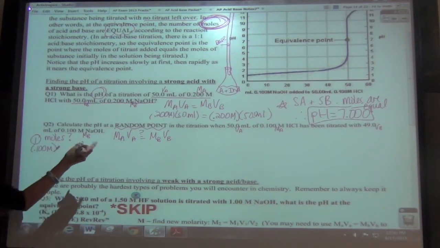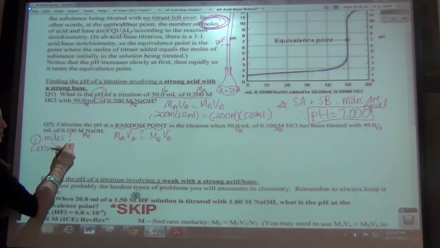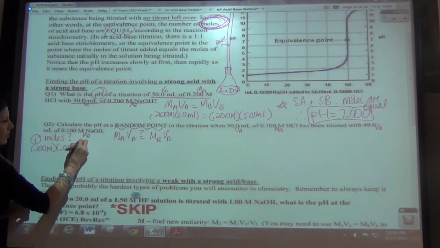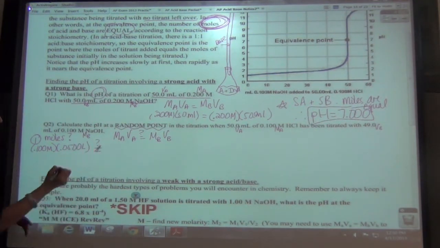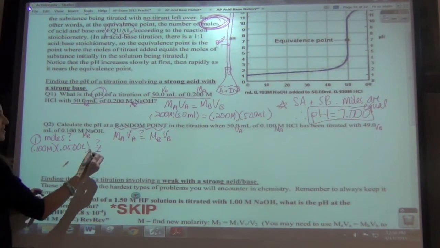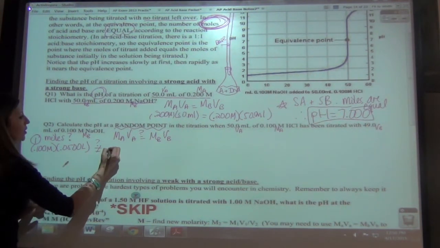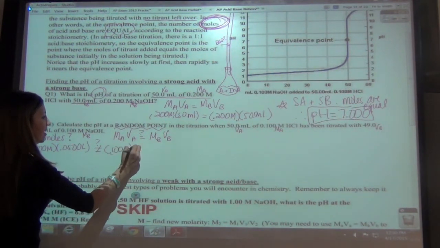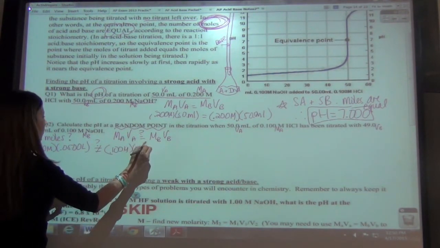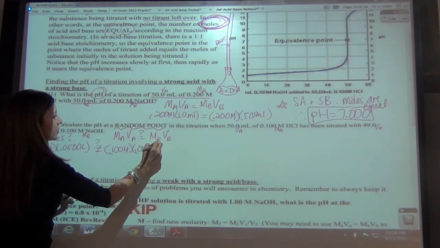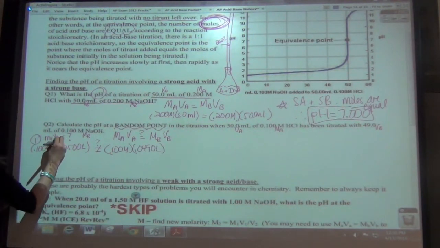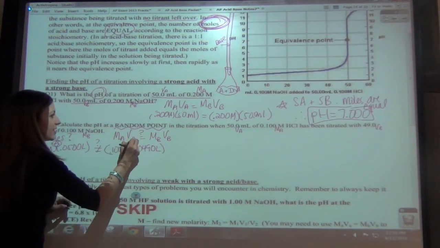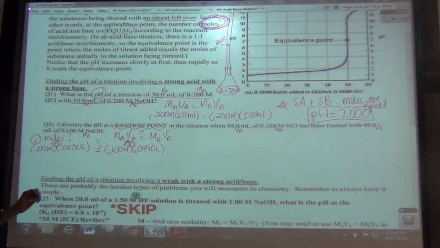And our volume, I'm going to switch this so that it's in liters. So 0.0500 liters. Question mark. Well, I know it's not equal. I can even do not equal to a 0.1 molar of my base. And it's 0.0490 liters of my base. So this here is representing my acid, and this side here is representing my base.